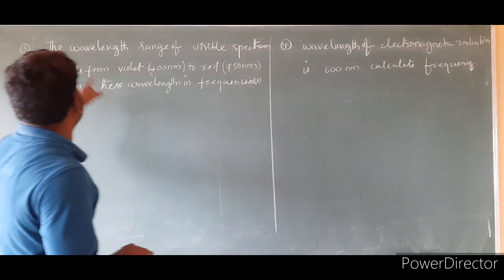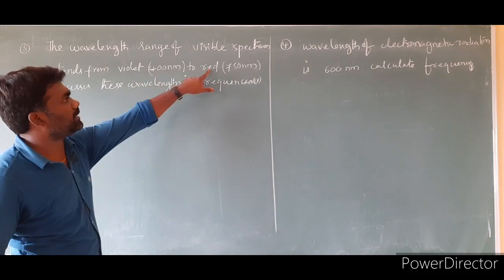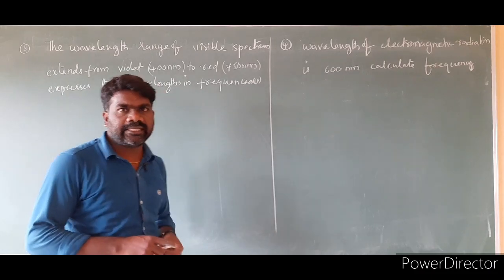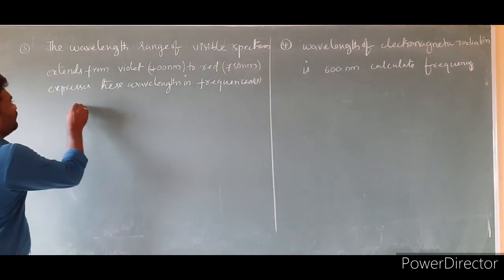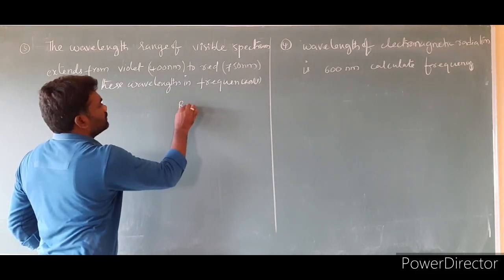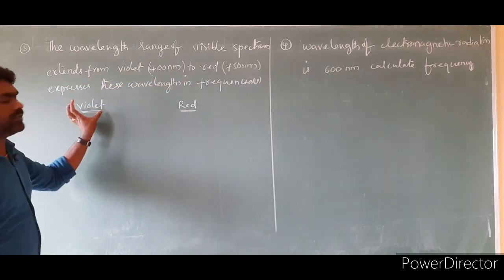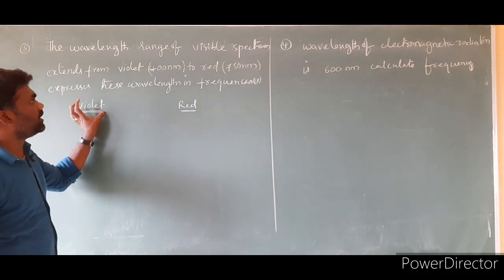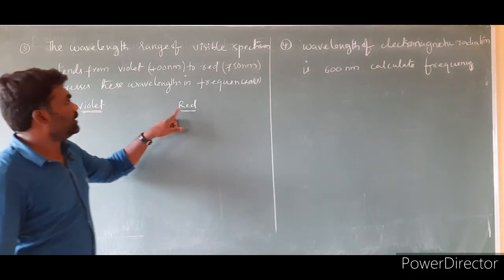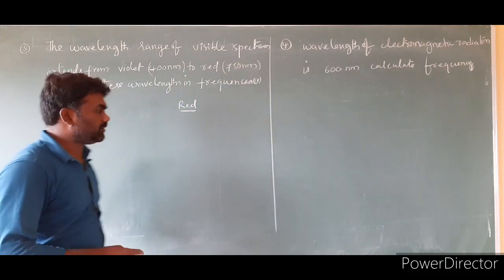Next problem. The wavelength range of the visible spectrum extends from violet, 400 nanometers, to red, 750 nanometers. Express these wavelengths in frequencies. Again, he is asking to calculate the frequencies. First we will take violet, then we will take red. He has given the wavelength in nanometers. We have to calculate the frequency of this violet light, and for the red light the wavelength is given as 750 nanometers, so we have to calculate its frequency too.